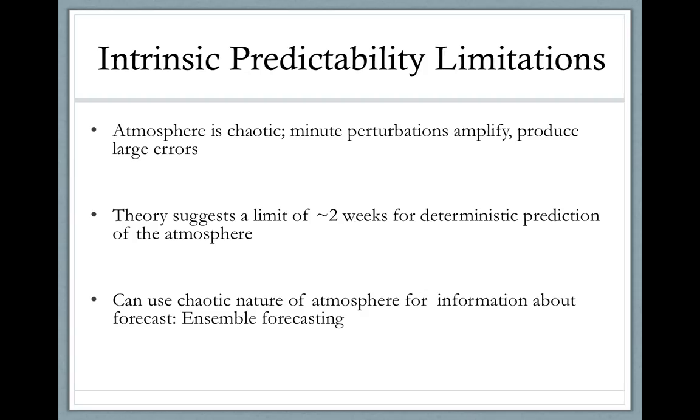But to put on top of that, the cherry on the top here, is we just have some intrinsic limitations to our predictability. This whole process is an initial value problem. And the atmosphere is chaotic. Now, chaotic here does not mean random. What it does mean is that minor perturbations, minor errors can amplify and produce large errors in the end. Ed Lorenz is the man who initially identified this as a thing in the meteorological discipline. And his theory ultimately came up with this 2-week predictability limit for deterministic prediction. And deterministic prediction here means our common weather prediction.